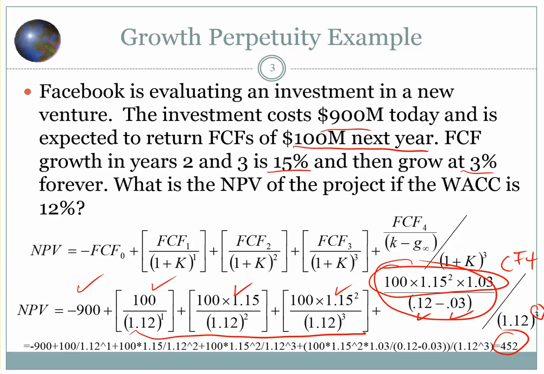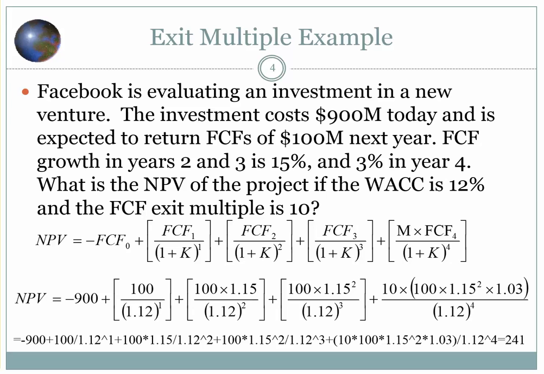A second way this problem could be done is to use a free cash flow multiple. So I have the same assumptions: cash flow 1, 2, 3, discount rate 12%. This is cash flow in year 4. Except this time, I'm going to assume that in year 4, the venture will be worth 10 times the cash flow in year 4. So I'll just multiply 10 times free cash flows in year 4, discounting back 4 years. In that case, I get 241. So those are the 2 most common ways to estimate terminal cash flow values or infinite cash flow values.